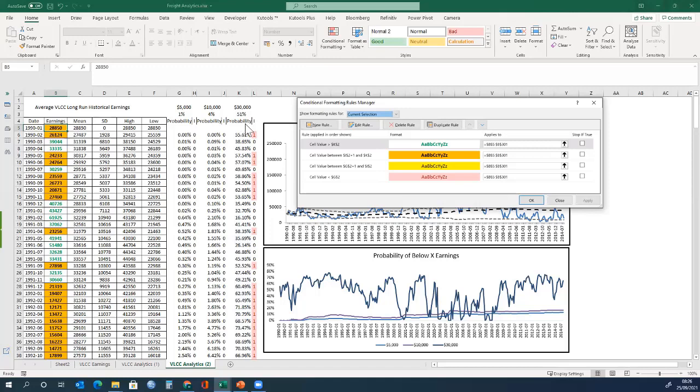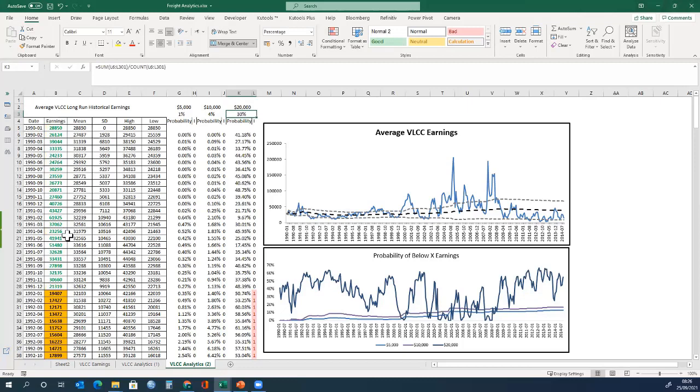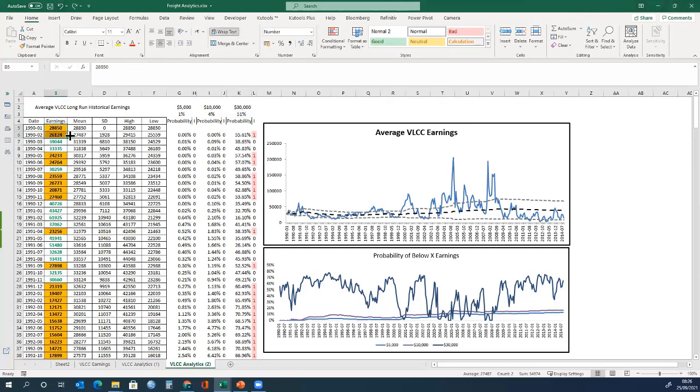It will have a different colour if it is higher than 30,000, or between 10 and 30,000, or between 5 and 10,000, or if it is below 5,000. If we change these values, then these conditional formatting values will change. If we insert $20,000, we can see that they have changed based on that. The colour of these two cells is orange because they are between 10 and 30,000.